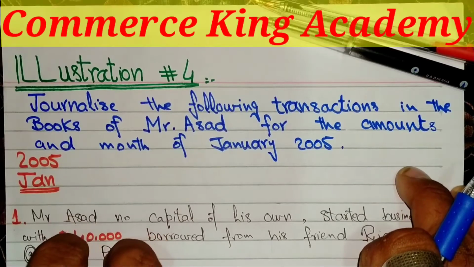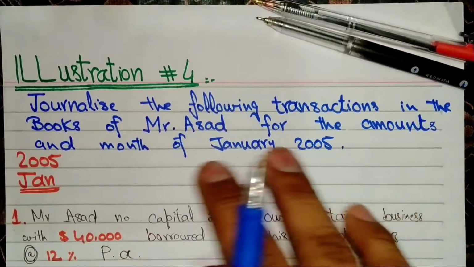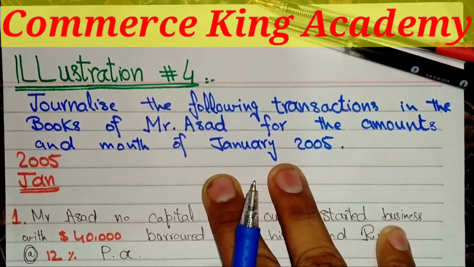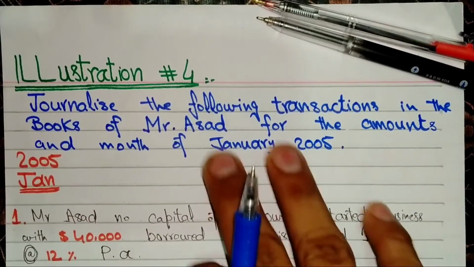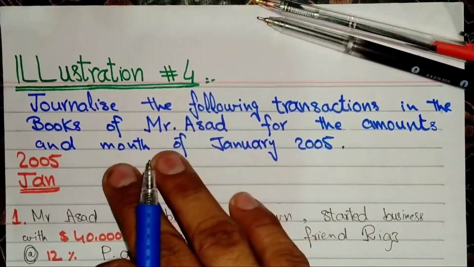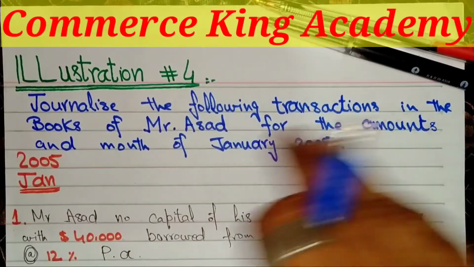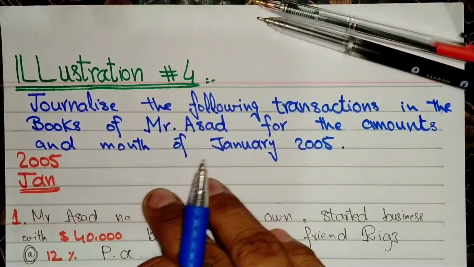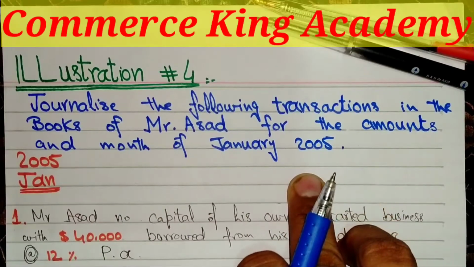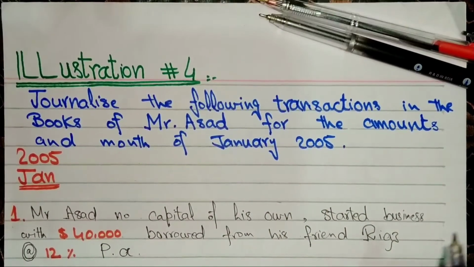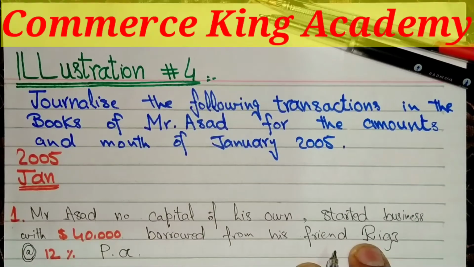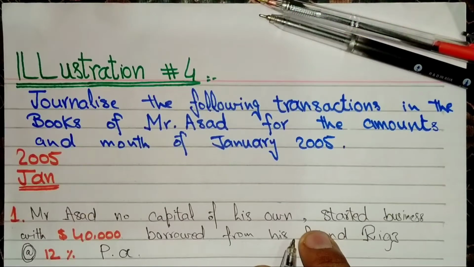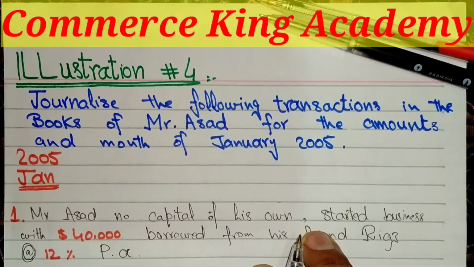Today's lecture we have to solve illustration number 4 of chapter number 4, which is General Journal. Illustration number 4: journalize the following transactions in the books of Mr. Asad for the amounts and month of Jan 2005. Dear students, now we have to enter Mr. Asad's business transactions in the journal account.